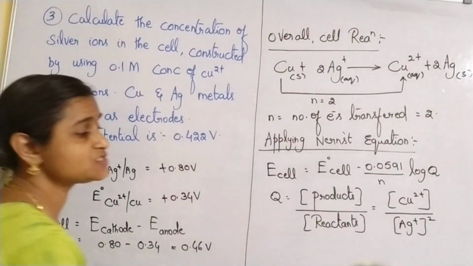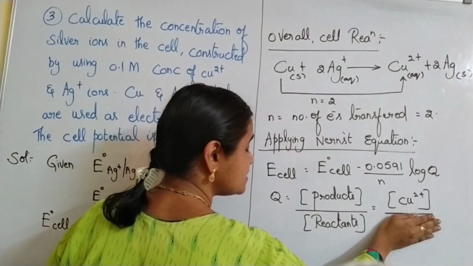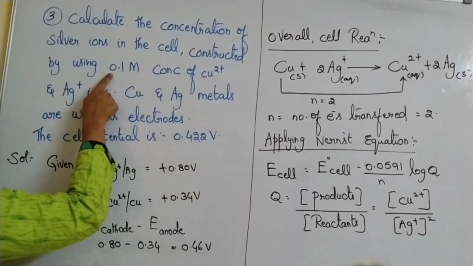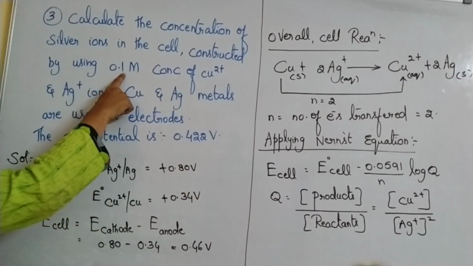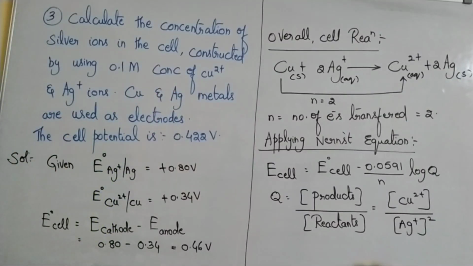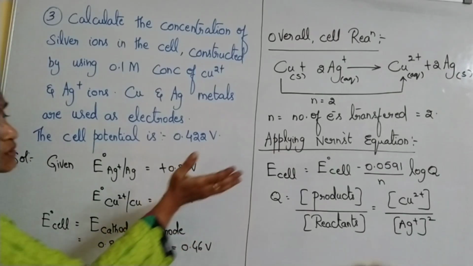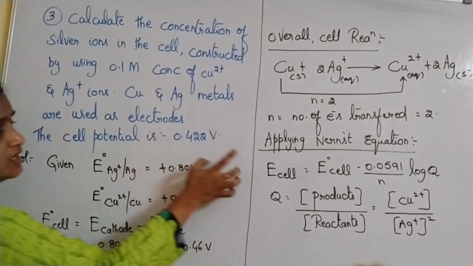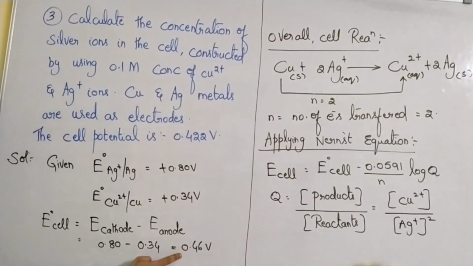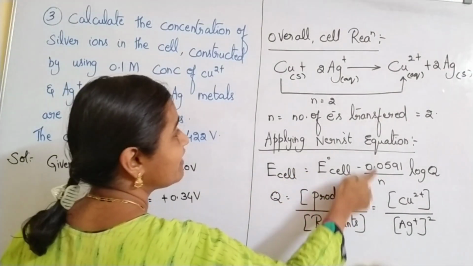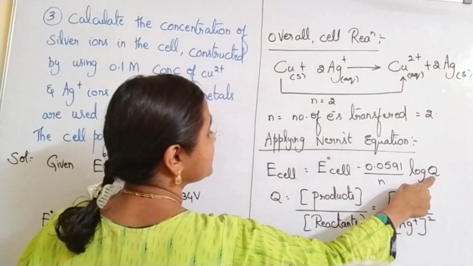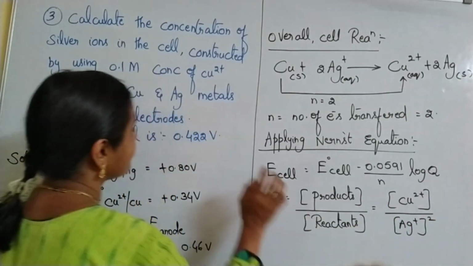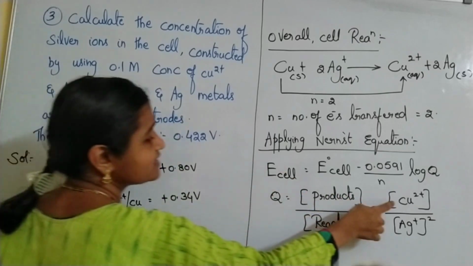Now our aim is to find the concentration of Ag+ only. In the question they also gave the Cu2+ ion concentration as 0.1 M. So everything is known to us. In this formula, E cell is given as 0.422, E naught cell we got as 0.46, n value we got as 2, and Q is [Cu2+] by [Ag+] whole square. Cu2+ is also given as 0.1.